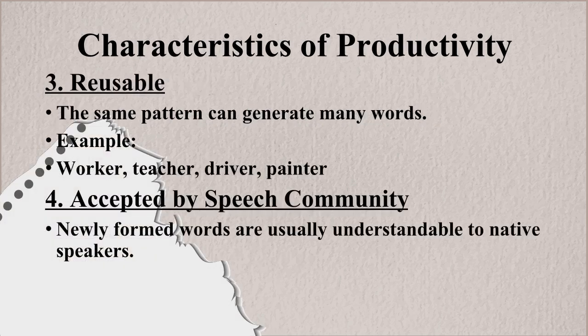Third feature is that it is reusable. It is reusable because the same pattern can generate many words. For example, worker, teacher, driver, painter. The verb and -er suffix combination is creating nouns. And after using this method again and again, we can create many words. Last one is that it is accepted by the speech community. It means that newly formed words are usually understandable to native speakers.